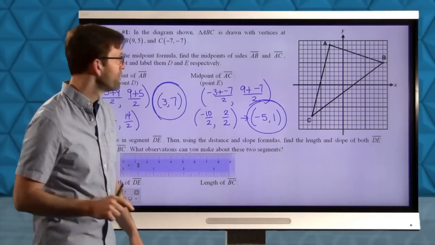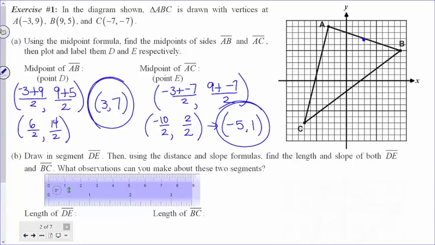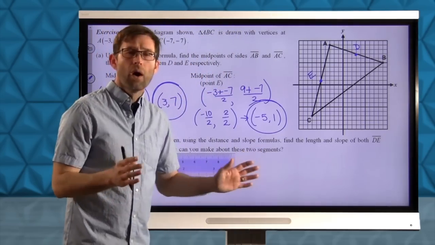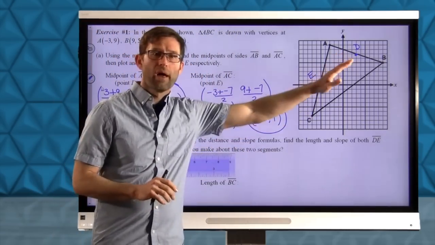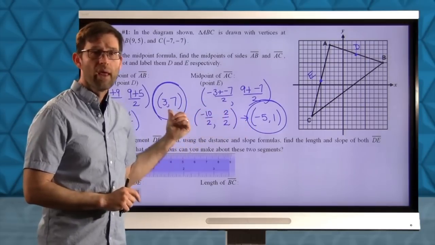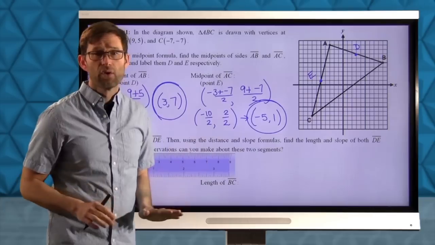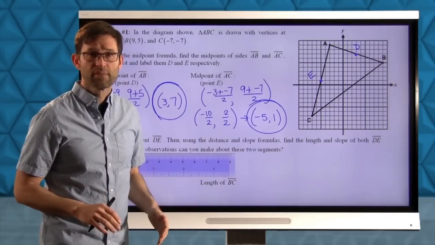All right, there we go. Let's get them plotted. 3, 7 puts us right here, and that's point D. -5, 1 puts us right here, and that's E. So simple enough. One of the nice things about actually plotting the two midpoints is it gives us a good check to see if these things are reasonable. If we had plotted these two things and they weren't even on those line segments, then they couldn't have been the midpoints of the line segments.